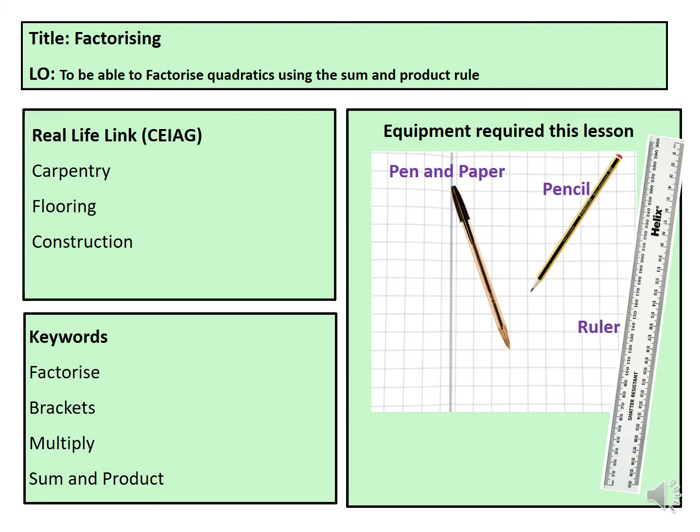The equipment we are going to need today is pen, paper, pencil. The keywords we are going to use are factorize, brackets, multiply, sum, and product. Okay, let's begin the lesson.